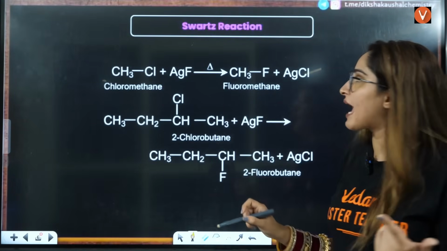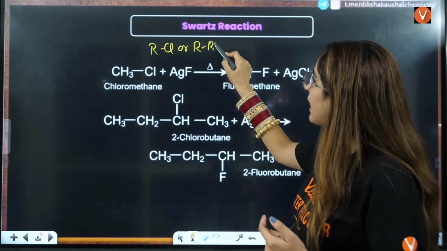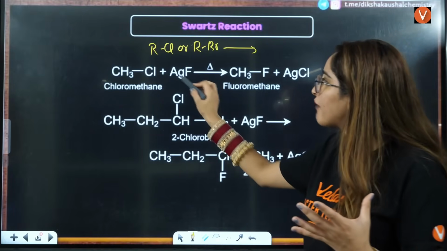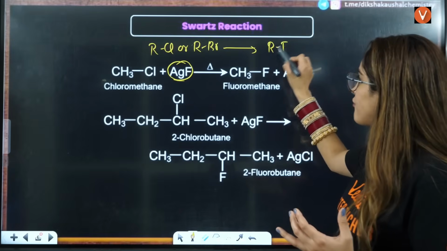Similarly, in the Swarts reaction, you will have RCl or you will have RBr, and in the presence of any inorganic fluoride, like we have taken here silver fluoride, this will be converted to RF, right?